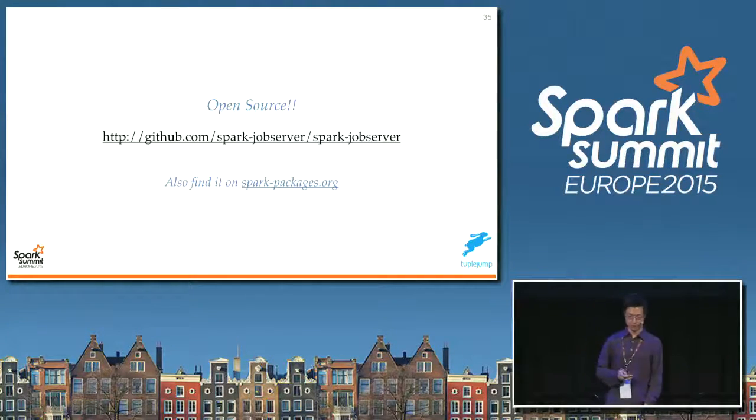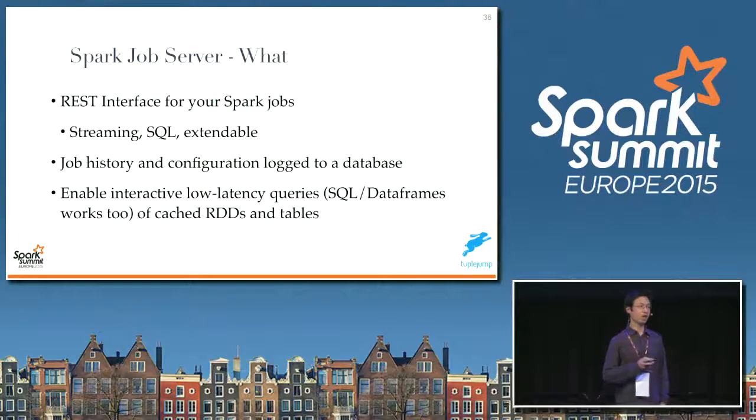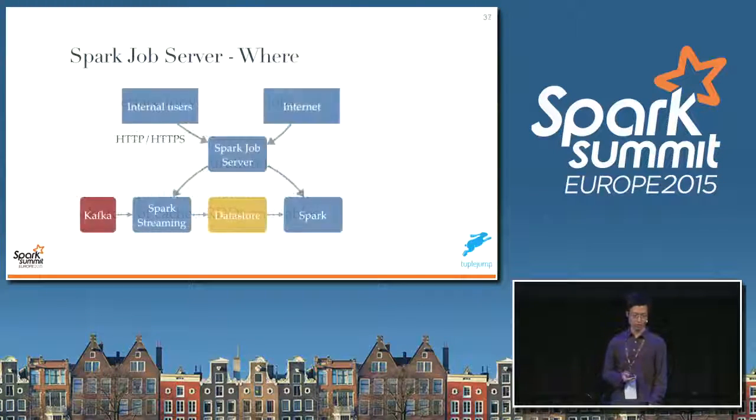So what is the job server? It is a REST service for Spark. You can use it to run regular Spark jobs, streaming, SQL, and the job history and configuration and inputs are all logged to a database. One useful application for this is low latency queries. For example, if you need to query data frames repeatedly, but it can also be used for non-data frames, for regular Spark jobs, and for different kinds of applications.